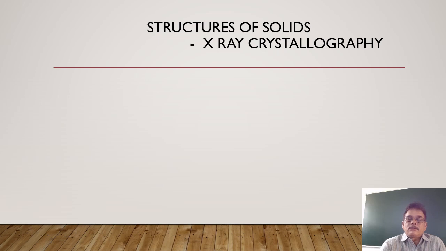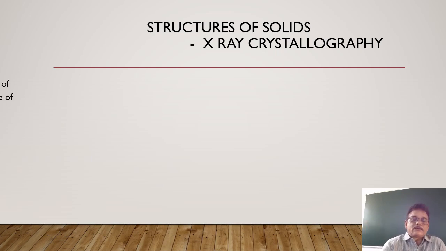So first of all, we discuss why only X-rays are used to determine the structure of solids. Why are other electromagnetic radiations not used? And what are the properties of light that we have to discuss to study the structures of solids, and then the method used to determine the structure of the solids.